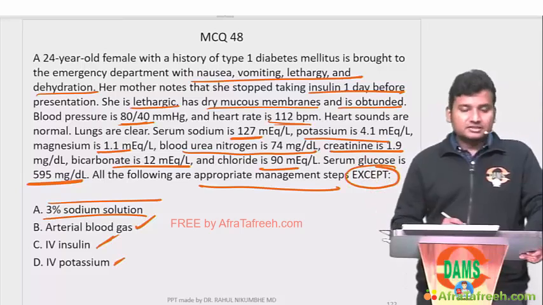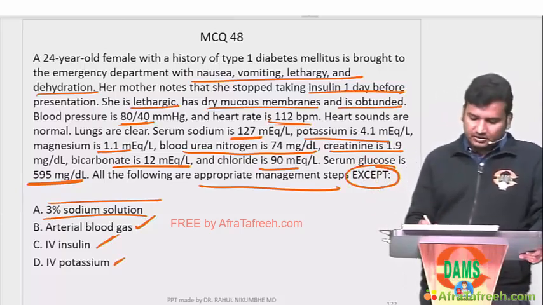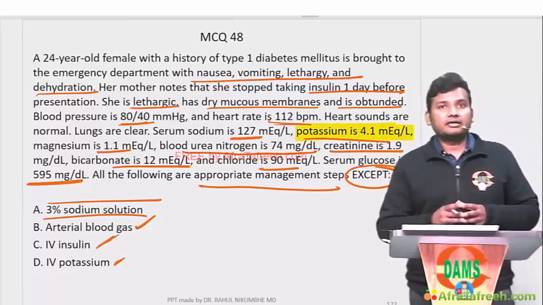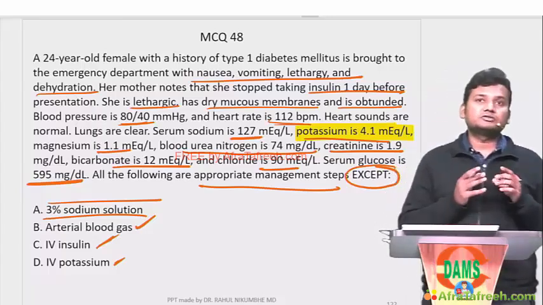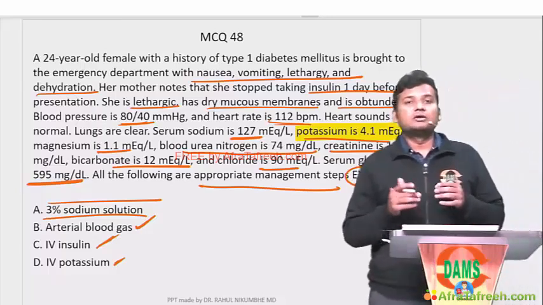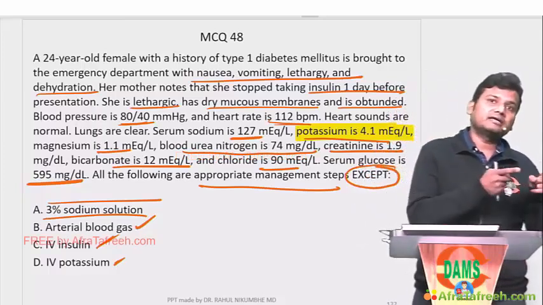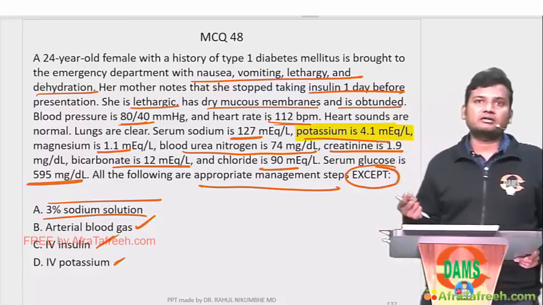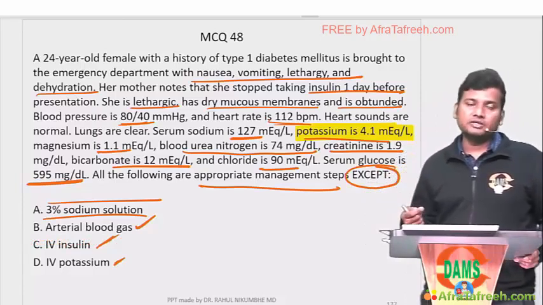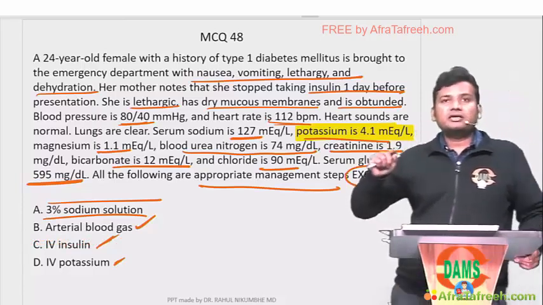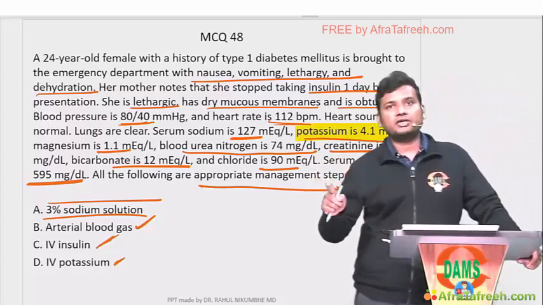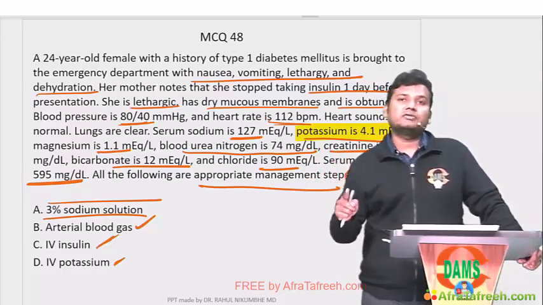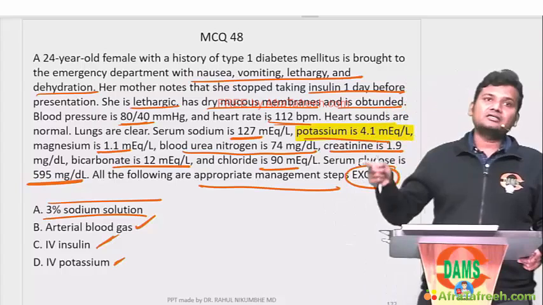IV potassium, yes, even if potassium level is normal, we have to give intravenous potassium because we are giving insulin. As soon as we give insulin, potassium in blood will enter the cell and the patient will develop hypokalemia, and hypokalemia is a risk factor for cardiac arrhythmia and cardiac arrest. So to avoid this, whenever we are giving insulin, we have to give injection of potassium chloride even if potassium levels are normal. Only if potassium level is more than 5.2, then insulin is not required.